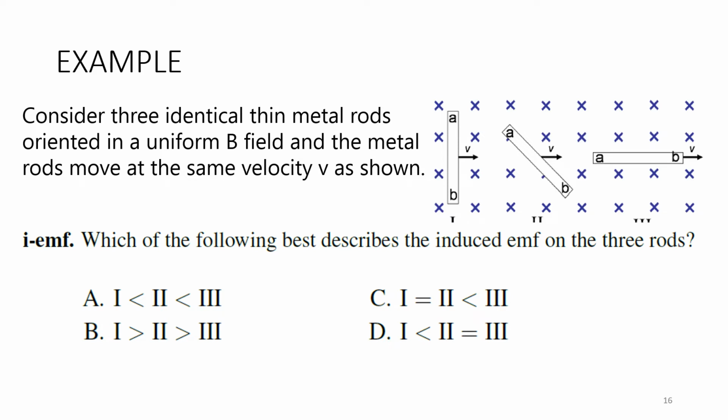So the clue here is you don't really need to solve explicitly. You just have to remember that EMF is proportional to V cross B dot L. Move on to the next slide to check your answer.